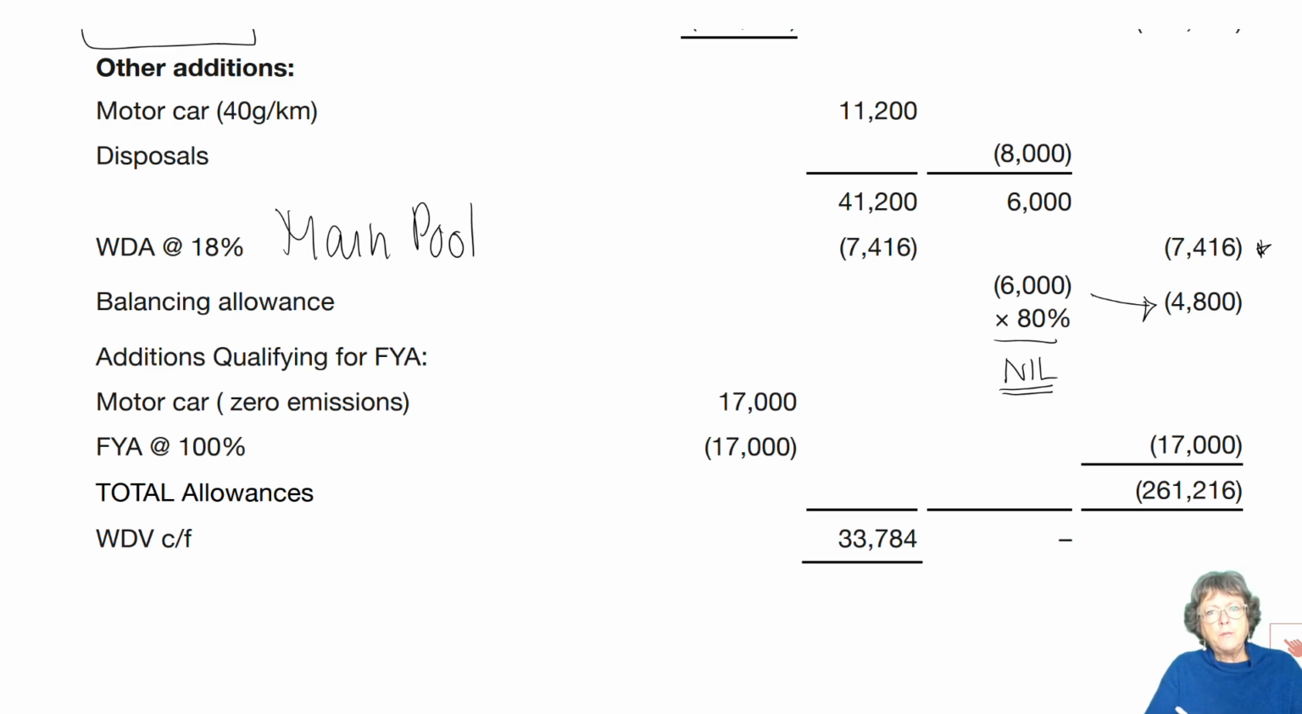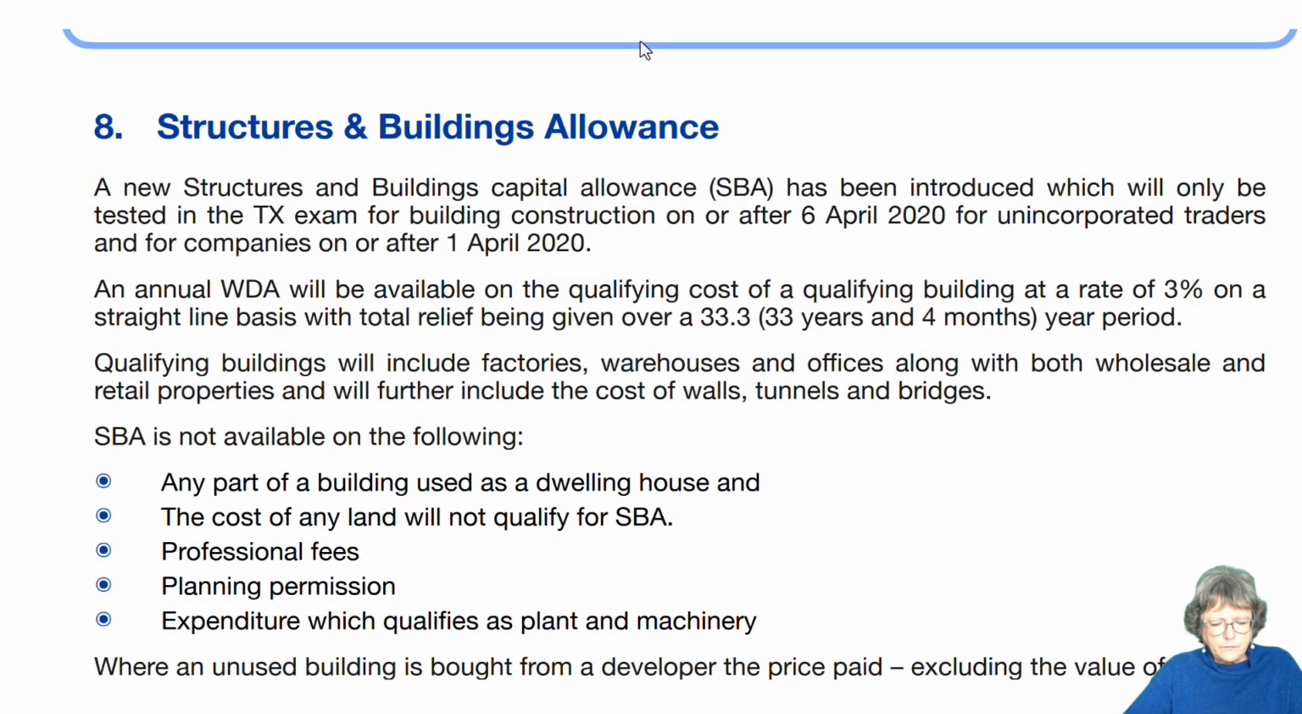Okay, so let's go back now to the main part of the chapter. So the next part of the chapter is talking about the structures and buildings allowance. Now this is new. It was introduced in 2020 and is now part of the TX exam, and it's only on buildings that were constructed on or after the 6th of April 2020 for individuals, and for companies it's the 1st of April 2020.